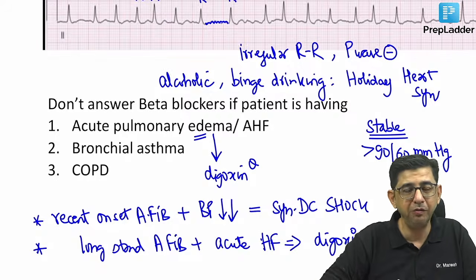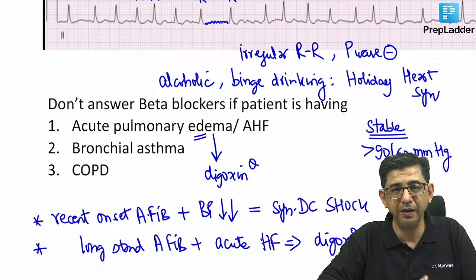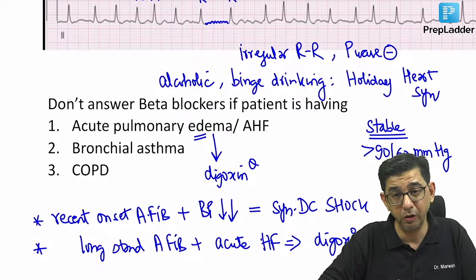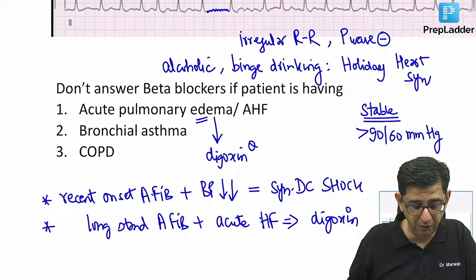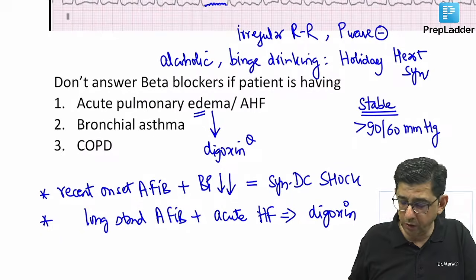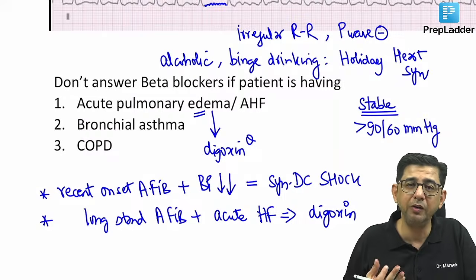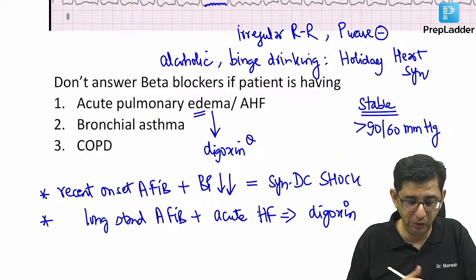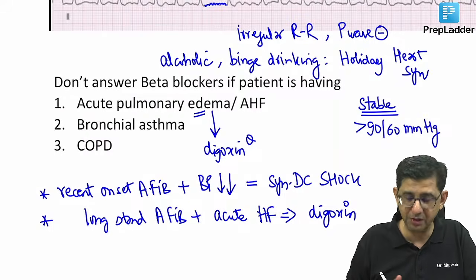See, if atrial fibrillation is of previous 48 hours, then it will not cause clot formation. But if it is long standing, then it will cause clot formation. Then we will not be giving synchronized DC shock, because the problem is that clots can go into the brain of the patient. So the answer would be digoxin.